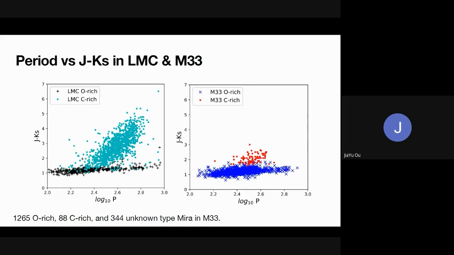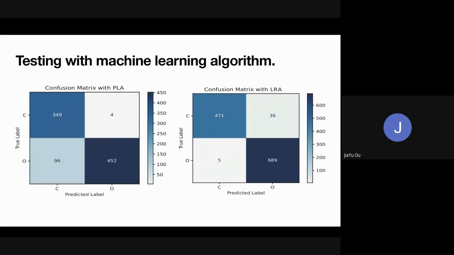so we compare the LMC. On the right hand side we can see the LMC oxygen rich stars are easily below around 1 in color J minus K, and the carbon rich are above 1 in J minus K, and we can see M33 also has this feature. Yeah. So we use the PLA, RLA, and the KNN and the support vector machine.